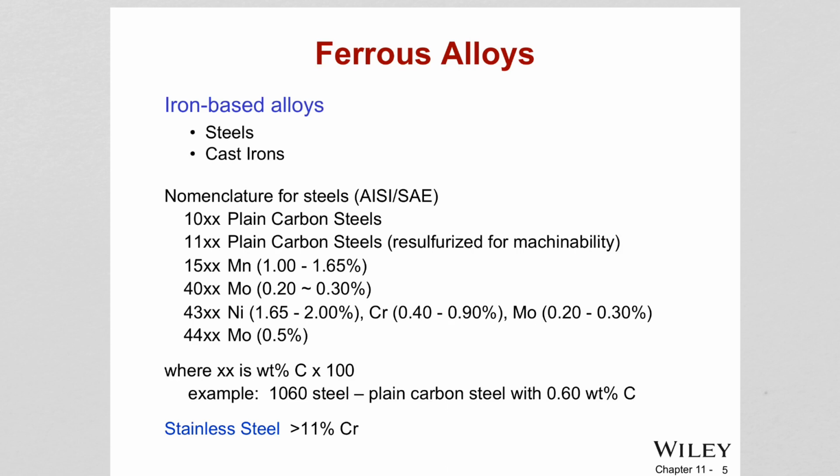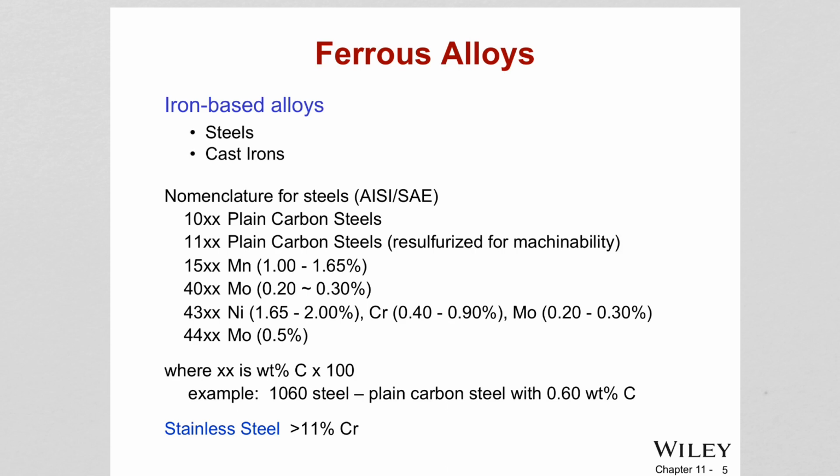So as you can see, there is a 4-digit number, and the first 2 digits represent the type of the alloy we have. So depending on what type of alloy you have, it will have a certain number. So 10 and 11 represent plain carbon steels, and 15 is steels that have a high amount of manganese, and 40 and 44 are different amounts of molybdenum, and 43 is where we have nickel, chromium, and molybdenum at certain compositions.